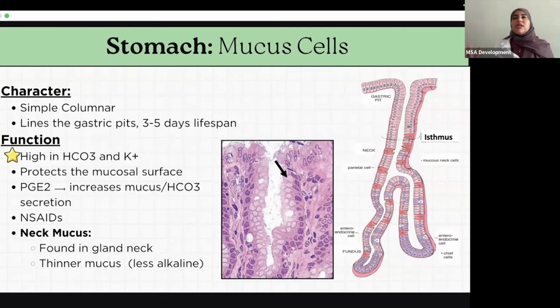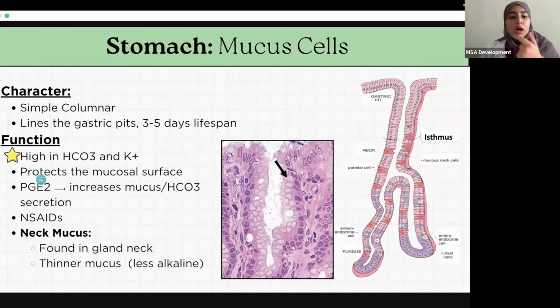Because if we didn't have any kind of protection from our own stomach that can literally dissolve itself, it can eat itself, then what are we going to do? And so it lines the entire stomach as well as the gastric pit. And the pit is just the opening place. Okay, and as I said before, it's high in bicarb and potassium. This is so important. It protects the mucosal surface.